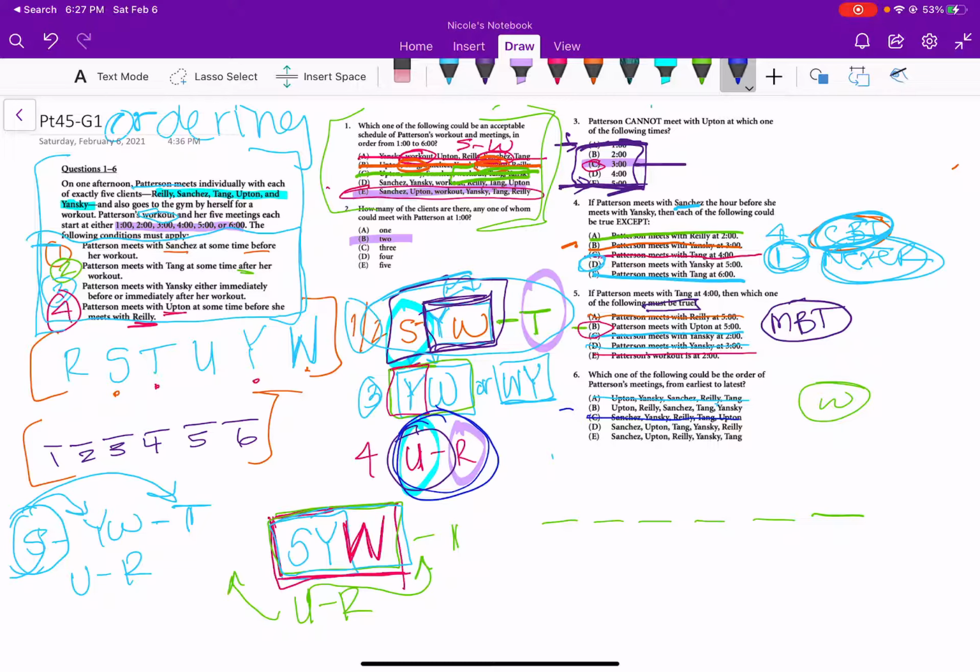All right, next I'm going to check this part of the rule where Y is before T. So that doesn't work in B because we have Y last, so I'm going to cross this off. And then I'm also going to cross off D because it has T before Y, so that doesn't work. And so E is going to be our answer.